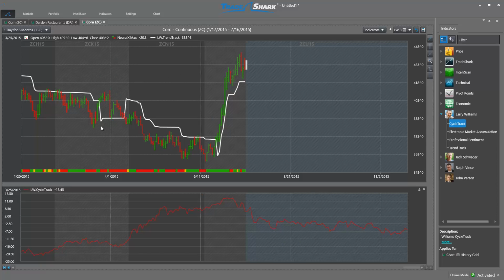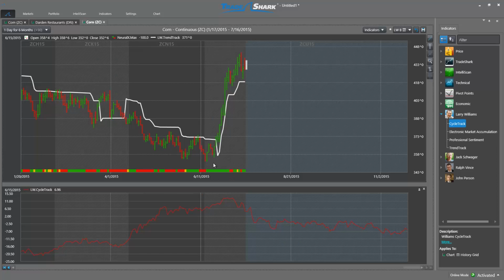A trader looking to get long corn would naturally want to see prices trading above the TrendTrack indicator. Additionally, a corresponding bullish neural index reading would be needed. Looking more closely at the last two opportunities to get long the corn market, we can see that the Williams tools, along with TradeShark, clearly signaled when it's time to get long and attempt to capture this cyclical trend.